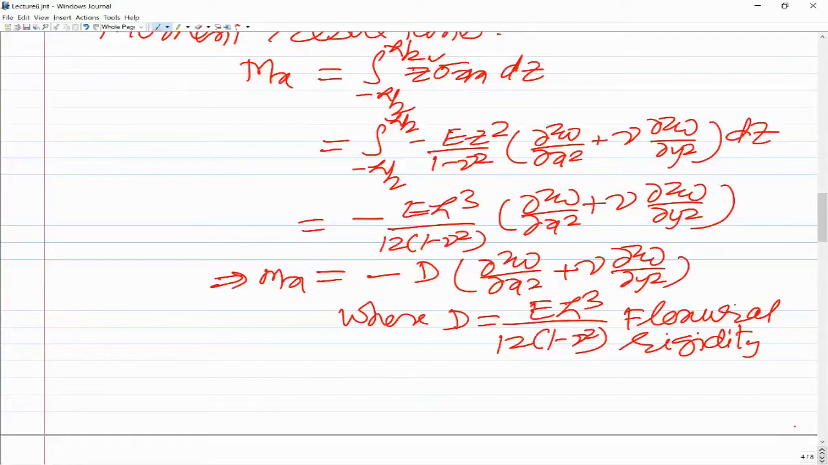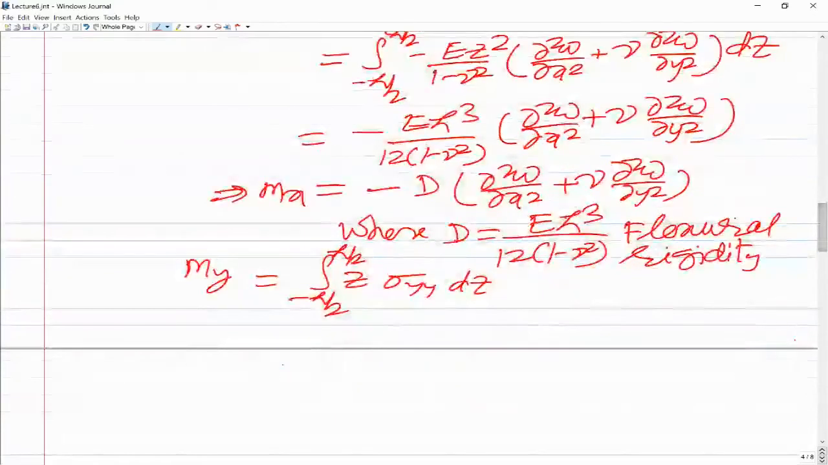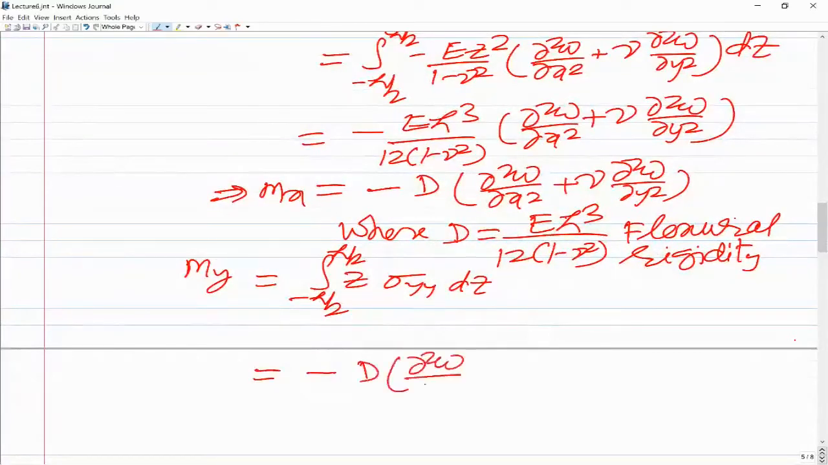Then similarly, due to sigma yy, we will have the moment resultant My. So My is the integral from minus h by 2 to plus h by 2 of z into sigma yy dz. And now if you put the values, you can see that this can also be written as minus D into del 2w by del y square plus nu into del 2w by del x square. So My can be written like this, similar to Mx.